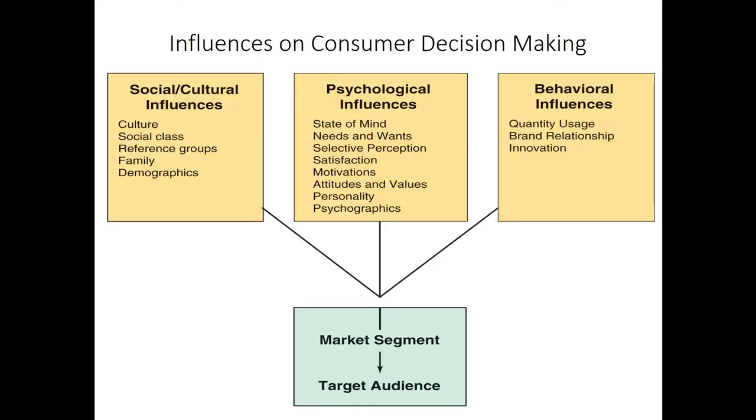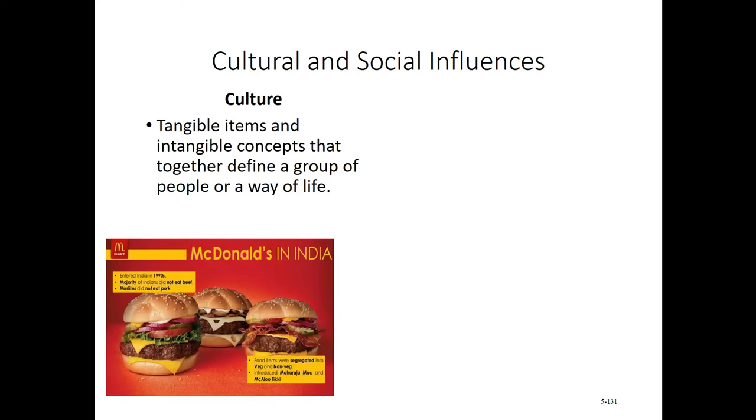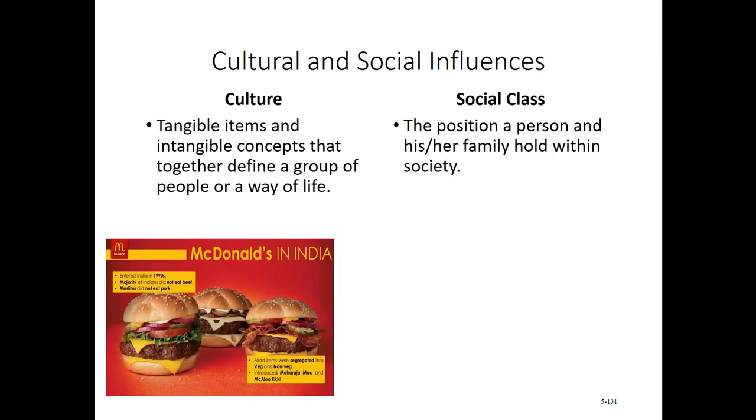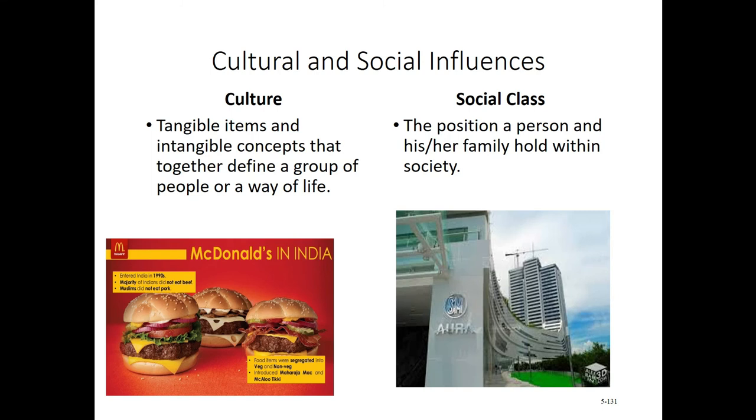So let's take a look at the influences on consumer decision making. So we have social or cultural influences. We also have psychological influences, behavioral influences. Okay, so when we speak of cultural and social influences, culture pertains to tangible items and intangible concepts that together define a group of people or way of life.